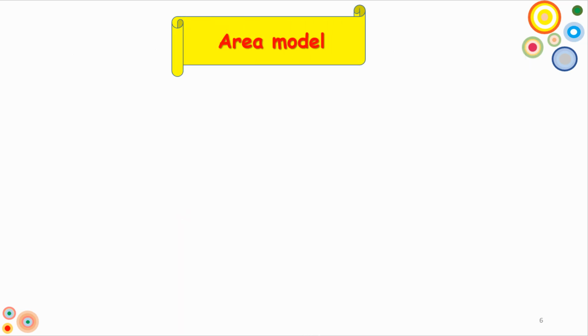Let's move on to the next part. How to multiply by using the area model. The question that we have, 2 times 45. Okay, 2 times 45. What is the area model? From grade 4, remember the area model. Yes, it's a shape. What is the shape? Rectangle, excellent.